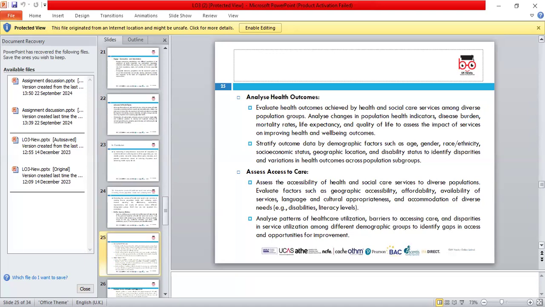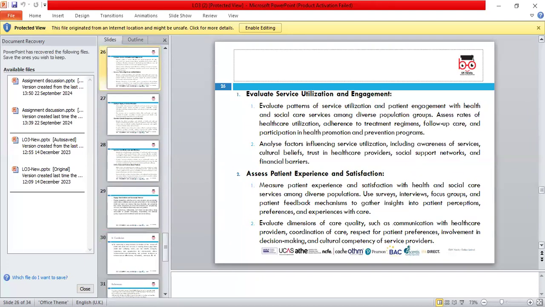So we have to evaluate health outcomes achieved by the health and social care services among diverse population groups. Analyze the changes in population health indicators, disease burden, and all that. We have a lengthy chapter about this. If you were to assess the access to care, we mentioned that as well.